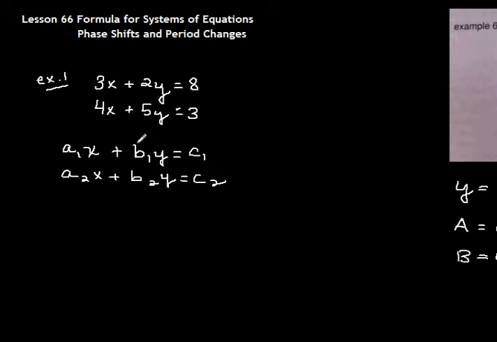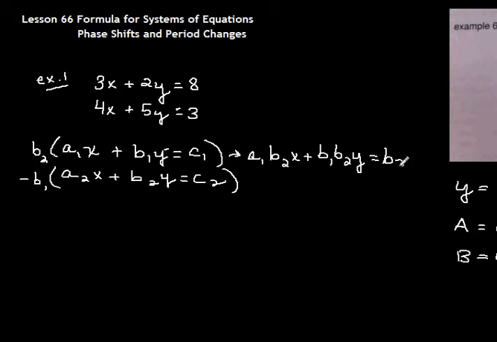So in order to eliminate the y's, we're going to have to multiply the first equation by b sub 2. And we're going to multiply the second equation by negative b sub 1. And when we distribute that through, we're going to get a sub 1, b sub 2, x, plus b sub 1, b sub 2, y, equals b sub 2, c sub 1. I'm only going to do this for one variable, and then we're just going to solve for the x's, and then you could do the y's by yourself. I'll give you the formula.